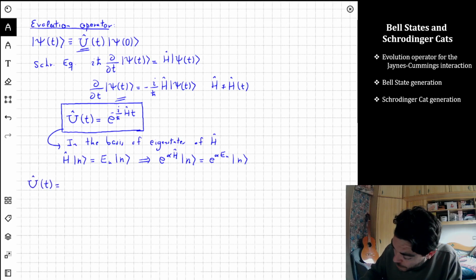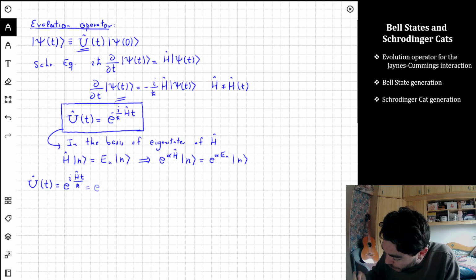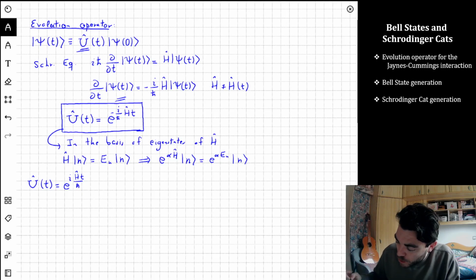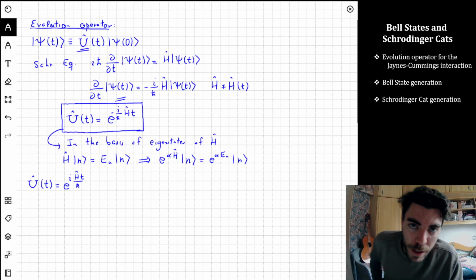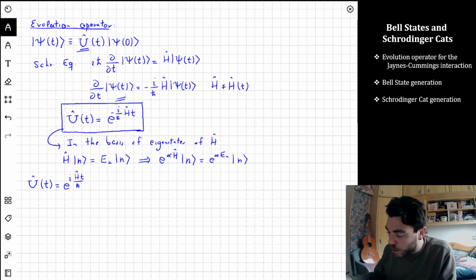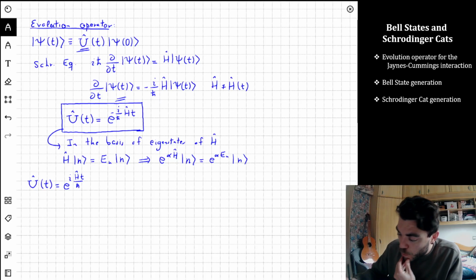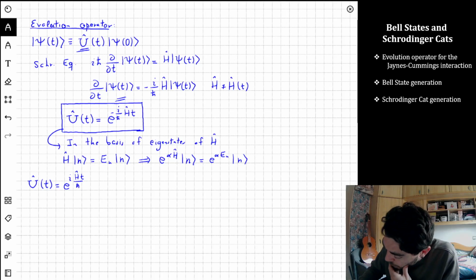is, I'm going to repeat it, e to the minus i times the Hamiltonian times t divided by h bar. This is what the evolution operator is if the Hamiltonian is time independent.